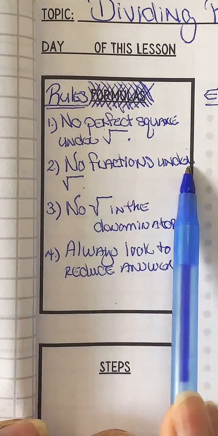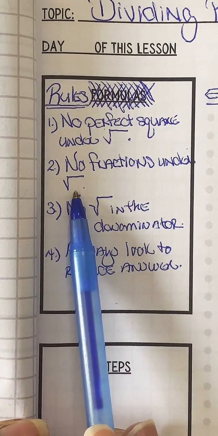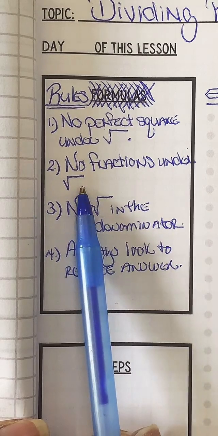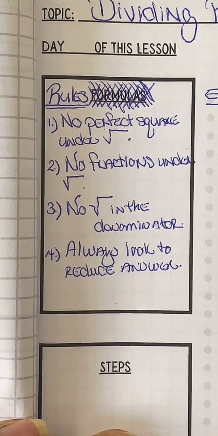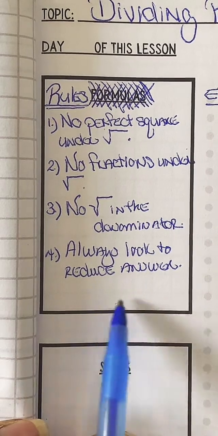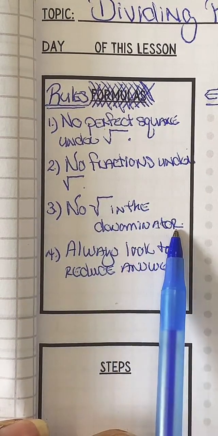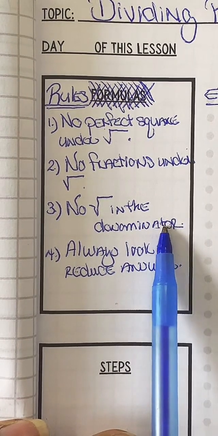No fractions under the square root. So we're not going to leave our answer with, say, the square root of 1/4. No, we're going to simplify it, and we're going to have to do something called rationalizing the denominator, just in case the square root in the denominator is not a perfect square root. Now, number three, no radicals in the denominator. So we're going to rationalize it, and I'm going to show you what that looks like.